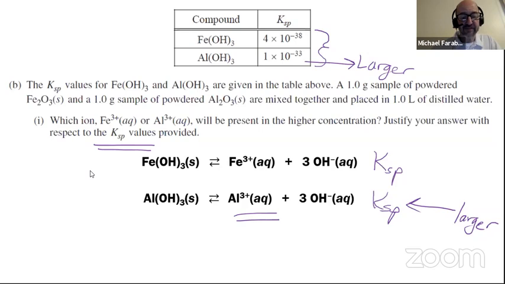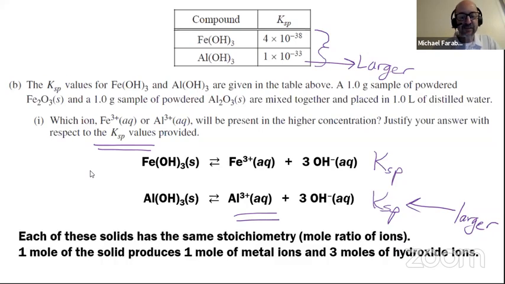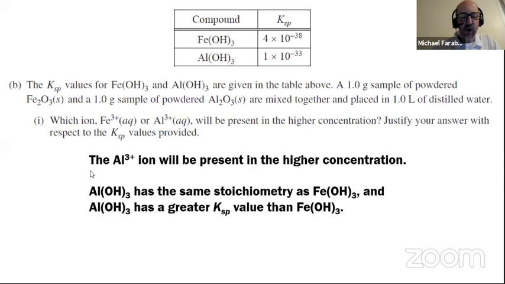Now, what's also nice about this comparison is that we have the same stoichiometry. We're not comparing, for example, a 1-to-3 ratio with a 1-to-1 ratio. Because they have the same 1-to-3 ratio between moles of the cation, the metal, and moles of hydroxide, I can go ahead and make this a nice clean comparison and say that whoever has a greater KSP value should have a higher solubility. So the answer is that the aluminum 3+ ion will be present in the higher concentration. Both compounds have the same stoichiometry, the same mole ratio, and aluminum hydroxide has the greater KSP value.